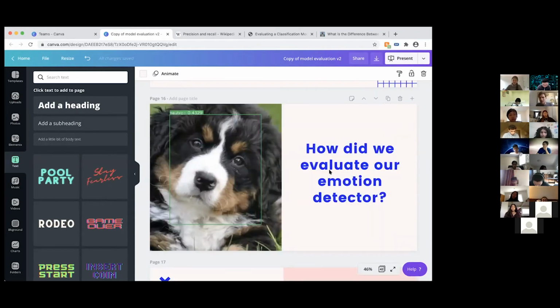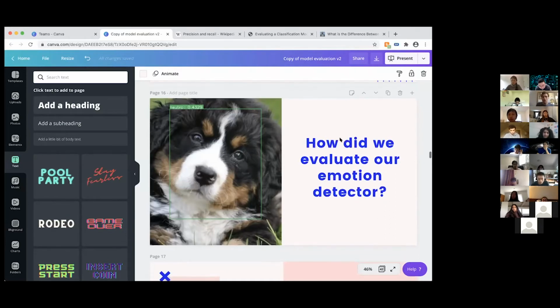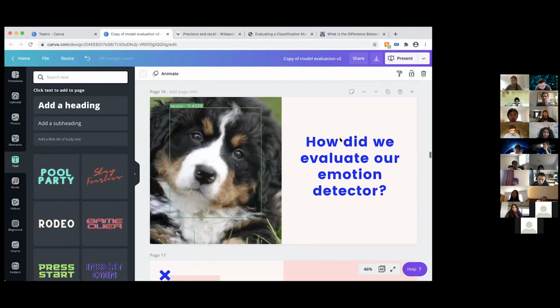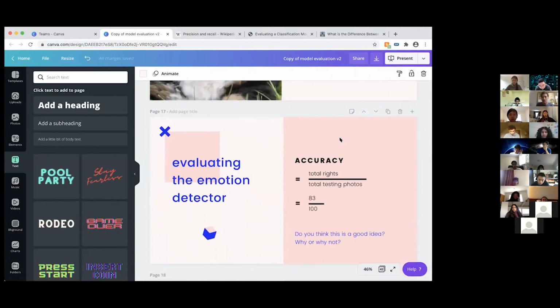So next, we're going to talk about the emotion detector. What we're going to talk about is how we evaluated our emotion detector. One metric that we used was accuracy. Accuracy would be the number of total correct predictions, in this case total rights or total corrects, over the total number of testing photos. So say we had 100 images and 83 of them were correctly predicted, then we would have an 83% accuracy.